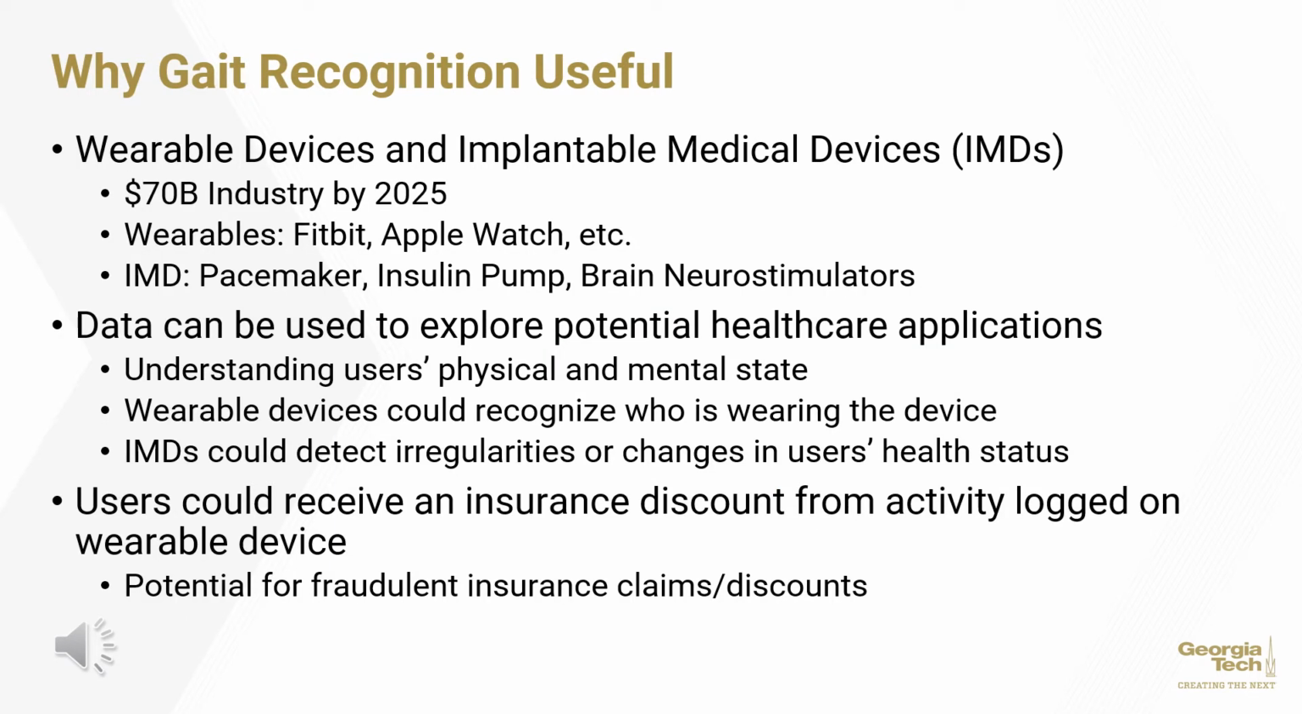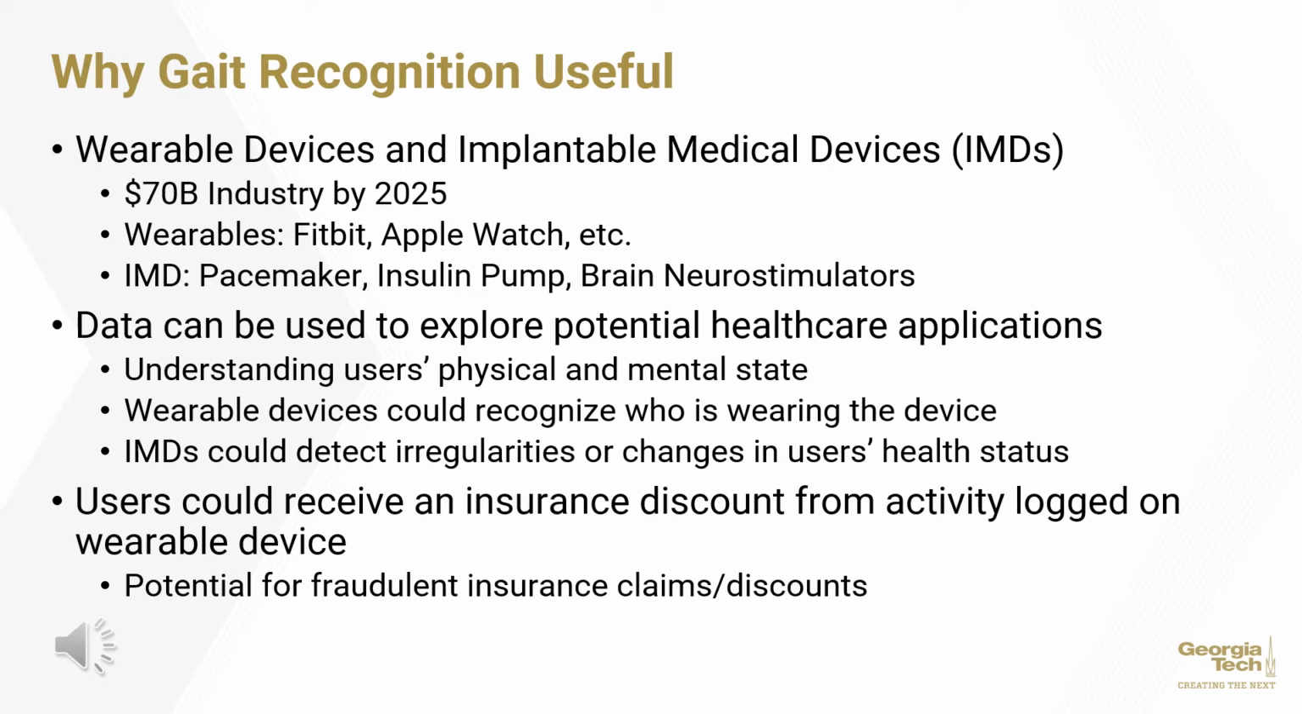So now let's move on into gait as a means of authentication. Why is identifying a person's gait useful? Well, the personal wearable devices market is expected to hit $70 billion by 2025, so there's clearly a lot of interest in this area. You may already be familiar with devices like the Apple Watch or Fitbit devices. The companies that sell these are collecting a lot of healthcare data, and gait data could be useful in understanding users' physical and mental state, as well as to explore potential new healthcare applications. When collecting all this data, it's valuable to be able to reliably know who is using the device.